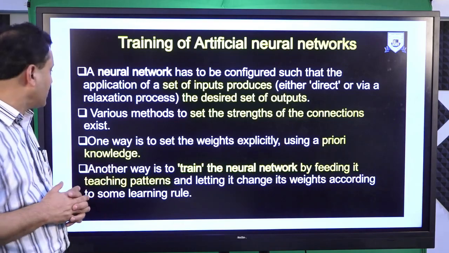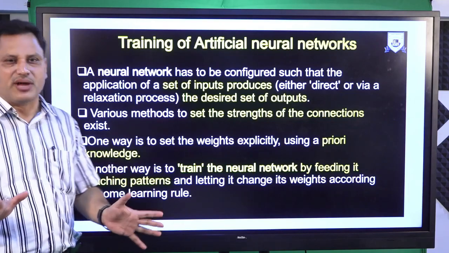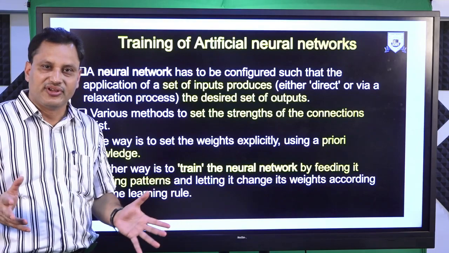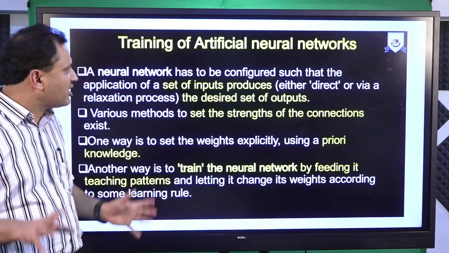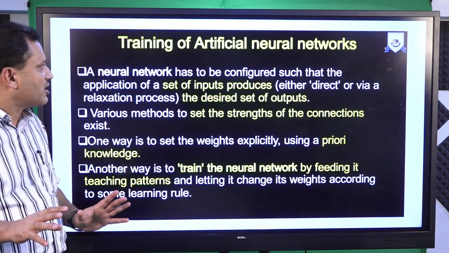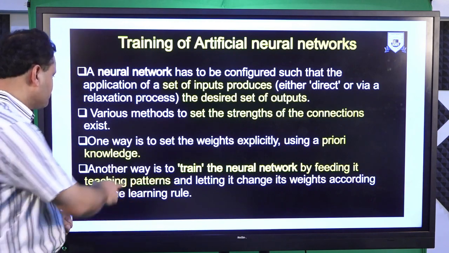I hope I make the point clear. There can be various methods, as I was discussing: the child's environment is there, parents are there, and both are absent. So there can be various methods to train the neural network. Also, we will see one by one.